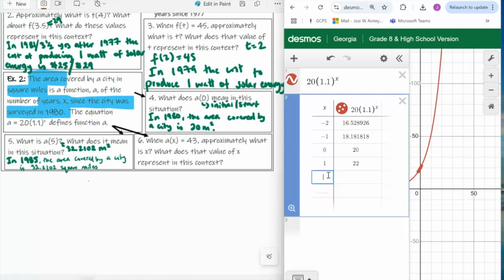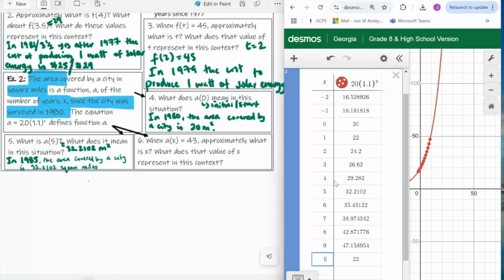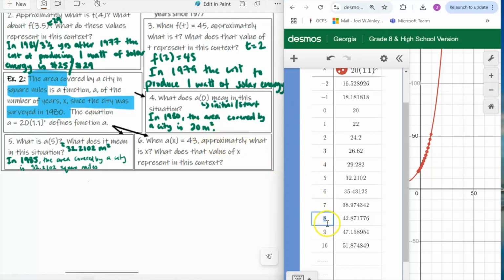So let me make it go in order. So 2, enter, 3, enter. It should start picking up, but I guess if not, you're going to keep typing it until you see 43. So I'm just typing 10. Okay, so I passed 43. So I'm looking for 43. All right, which one's closest to 43? We got 42.87. This is it. So just after 8 years. Okay, so it says approximately, right? So it's not 8 years, but it's just after 8 years.